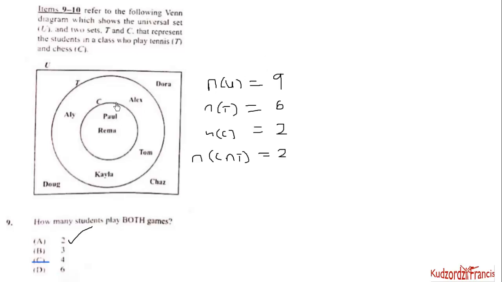How many students play both games? If you want to split this like this and this, then you can see that Paul and Rema will be here. Then over here we don't have anything. But here we are going to have Ali. Then we are going to have this guy, and this guy, all here.